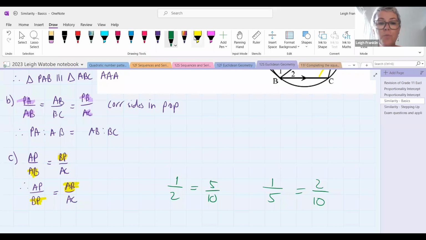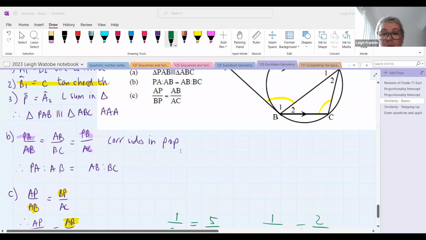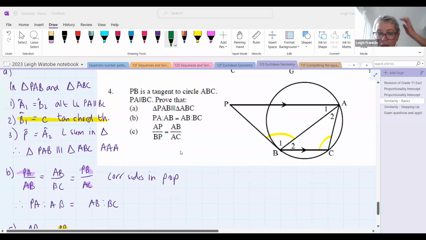Okay, so those were the answers. Hopefully everybody is good with all of that. We're now ready to go on to the next lesson, which is all about similarity again, but this is now stepping up. Whilst we're still on the screen, before we go on to the next screen, I want to point something out to you. The reason that we talk about this being the basics is because here they have told us which triangles to work in. And then questions B and C follow on from us being able to prove similarity.